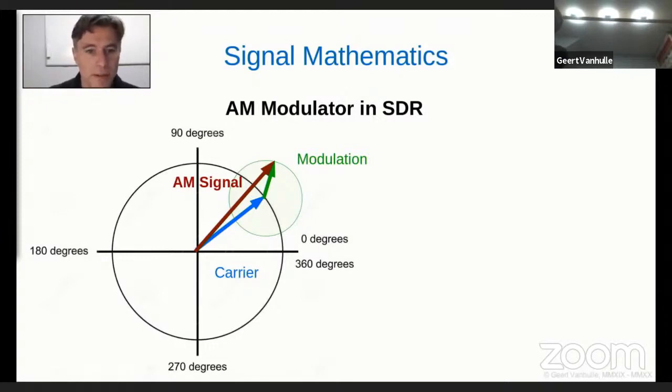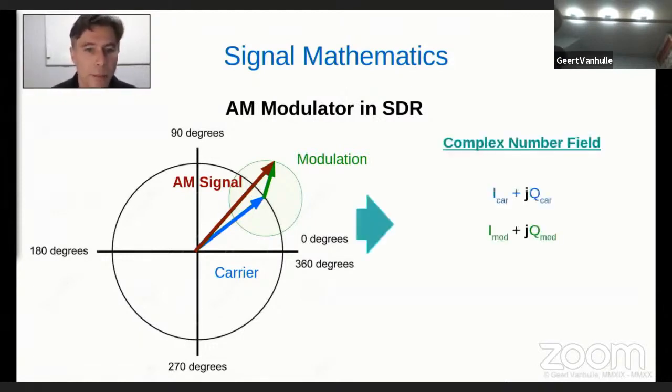Now, the advantage of this is that we can use a complex number expression in mathematics to describe these vectors. For example, the carrier wave here, we can express with the real and the imaginary part on the x and y axis. So the carrier wave becomes I plus jQ. And that's the expression of the carrier wave. And we have the modulation, also the real and the imaginary part, becomes I plus jQ modulation. Now, what is then the amplitude modulation signal in this case? It's the complex addition, and that's very simple. We add the real parts, we add the imaginary parts, and we have a new vector with a real and an imaginary part, which becomes I_AM plus jQ_AM.